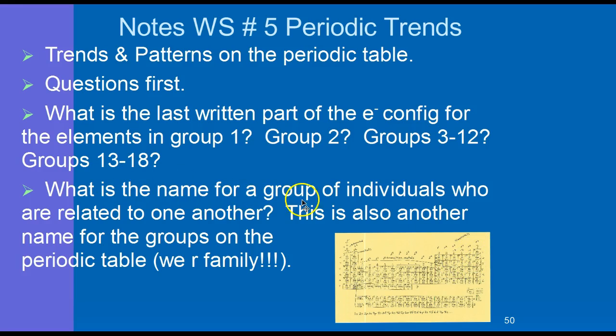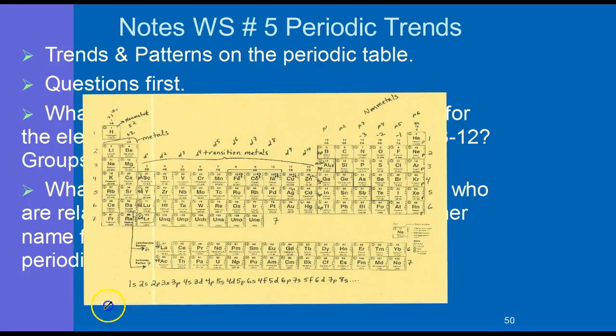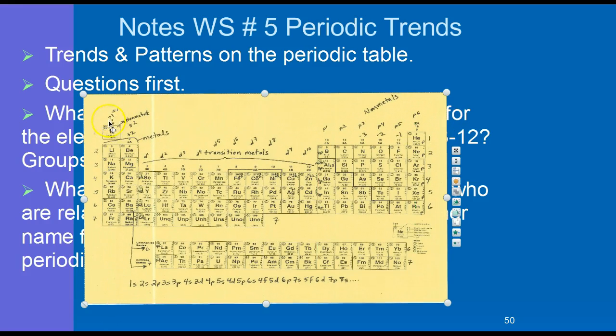So what is the name for a group of individuals who are related to one another? It's called a family. We are family. So the groups are families because they have something in common. In fact, everything underneath there has an s1. It means they have one valence electron. They're quite reactive. They love to lose that one valence electron.